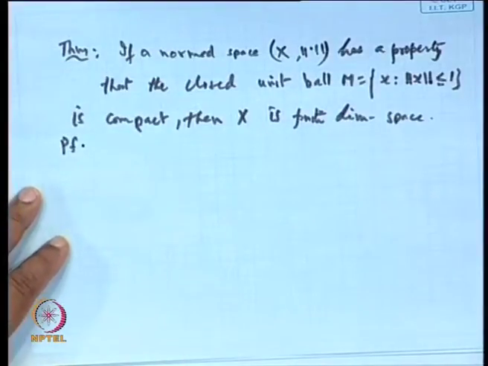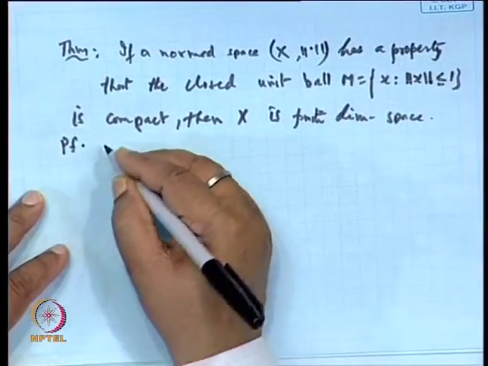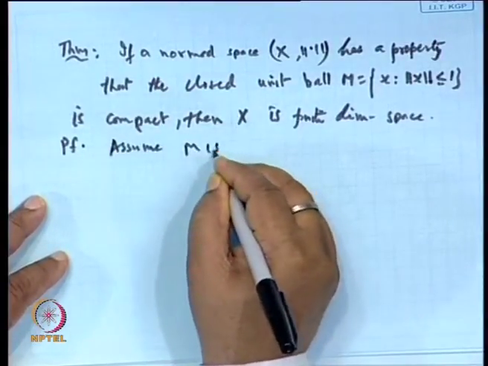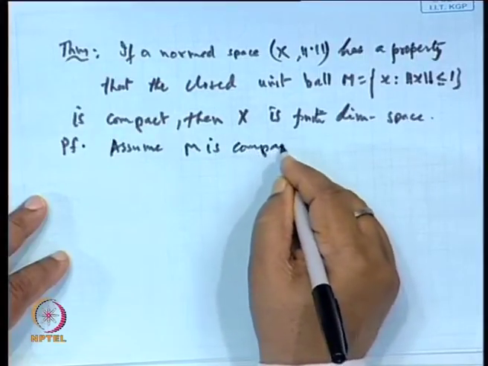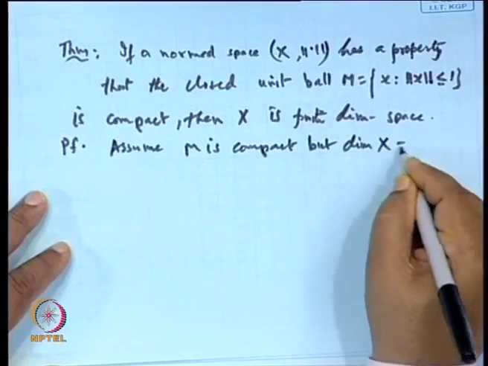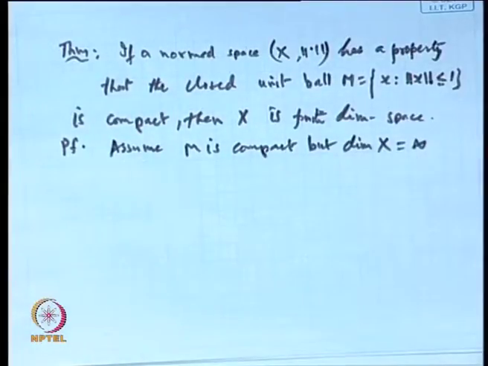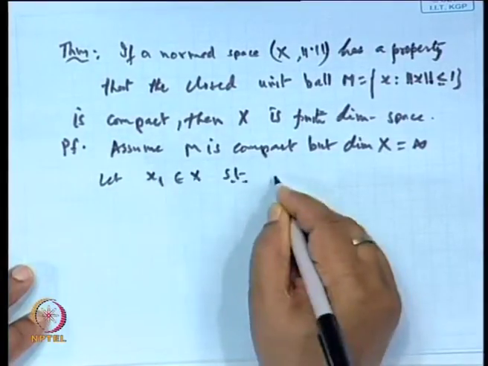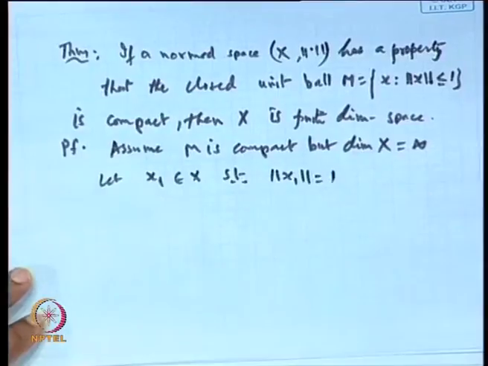Again, we prove by contradiction. Assume that M is compact, but the dimension of X is not finite, it is infinite. Then we can find so many points inside it, x1, x2, xn and so on. So, let us pick up a point x1 belonging to X such that the norm of x1 is 1.